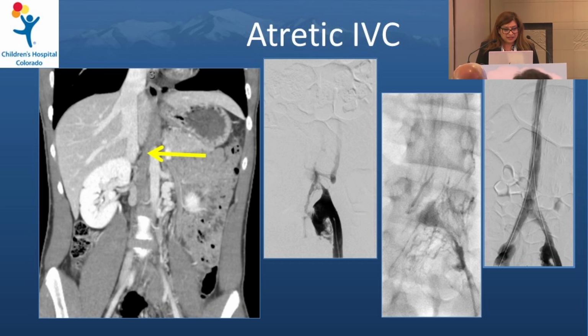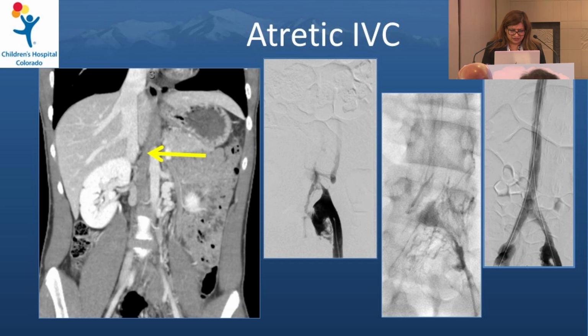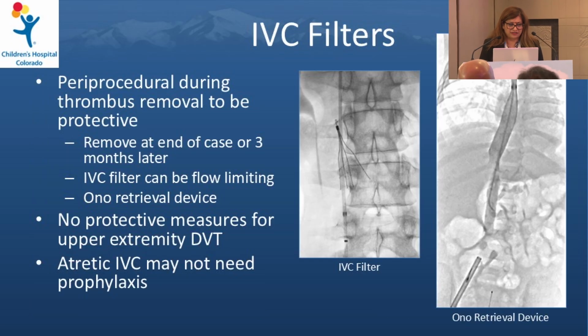Now, I bring this up because also, people have asked just, do you do periprocedural IVC filters, or do you do anything that's protective for PE? Well, you can place a filter, and I tend to place one and then remove it at the end of the case, whether I'm lysing or doing mechanical thrombectomy. However, remember that you can remove them 3 months later after they've been stabilized in anticoagulation, and IVC filters themselves can be flow limiting.